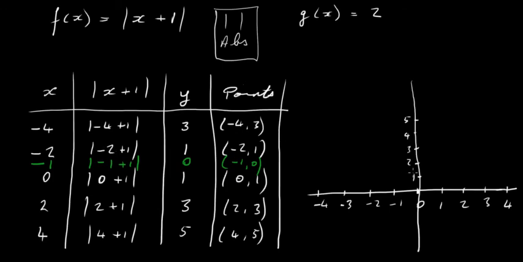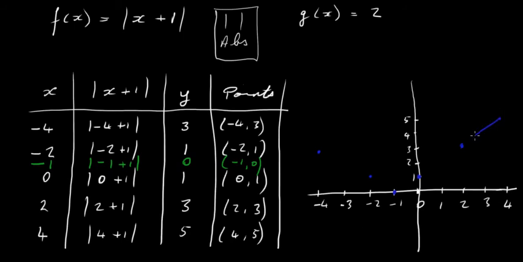Okay, so we've got minus 4, 3. Minus 4, 3 is going to be somewhere around here. Minus 2, 1 is going to be here. We have this minus 1, 0 here, and you'll see why I've done that now. 0, 1 is going to be here. 2, 3 is going to be here somewhere, and then 4, 5 is going to be here.